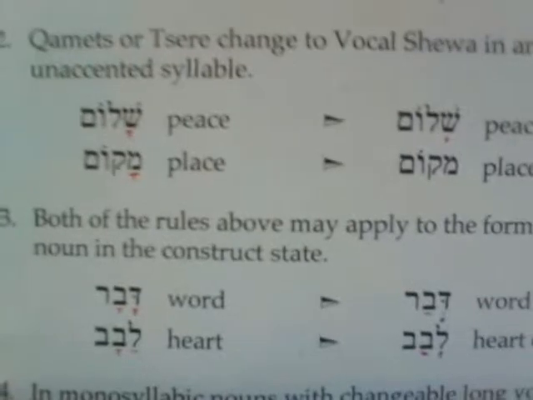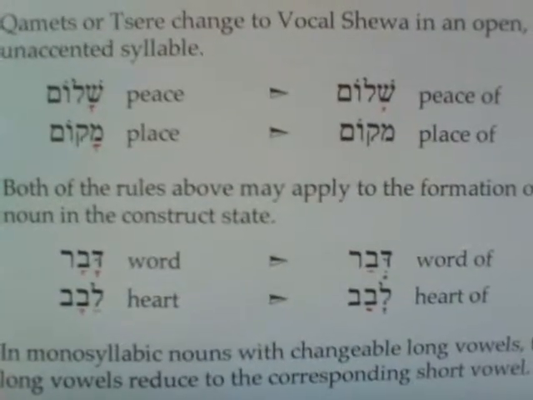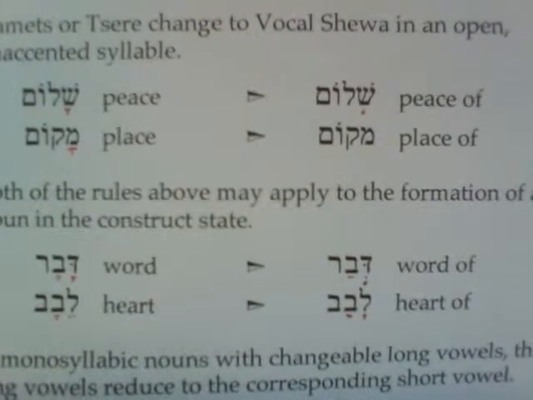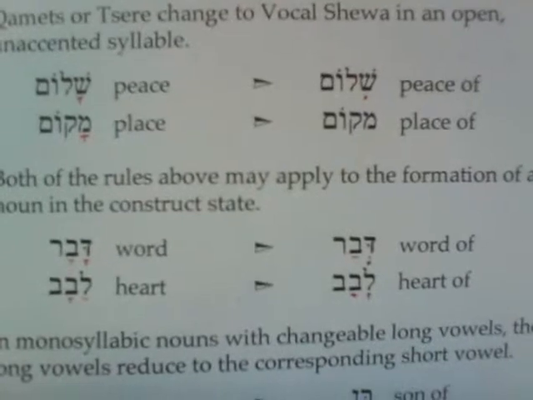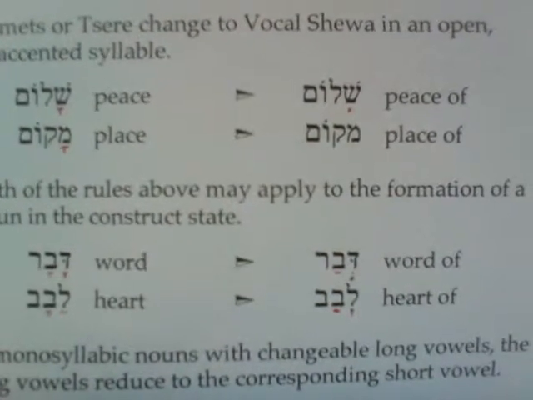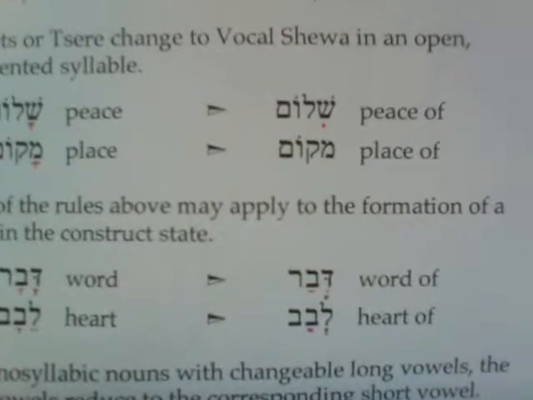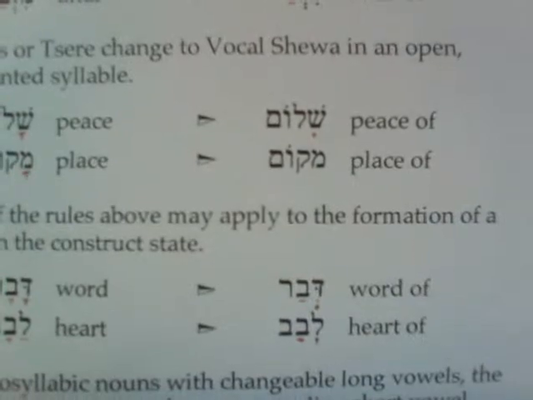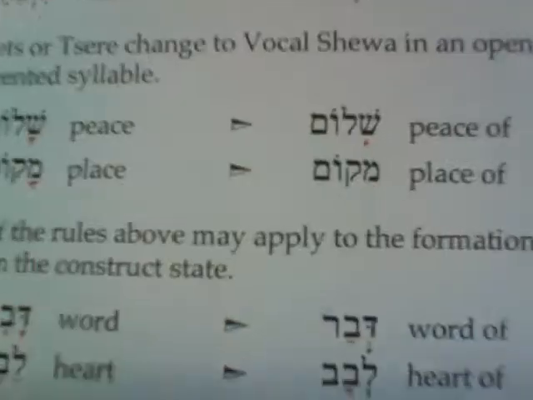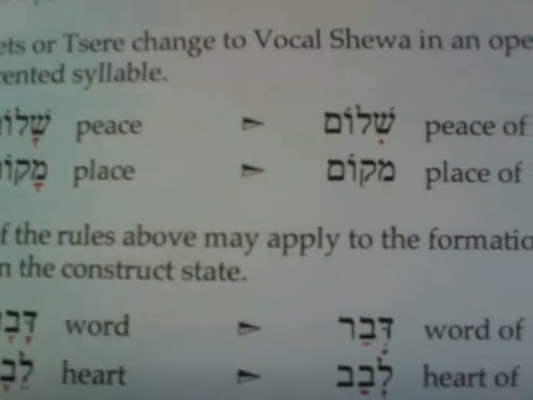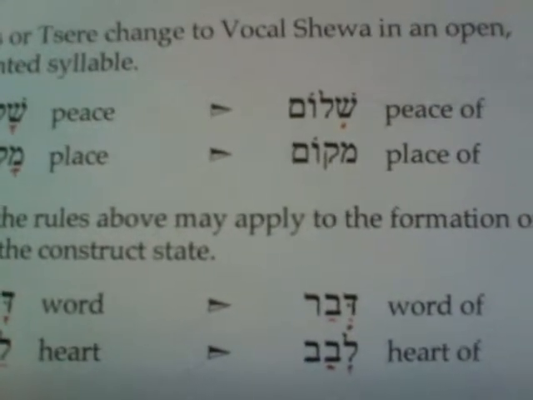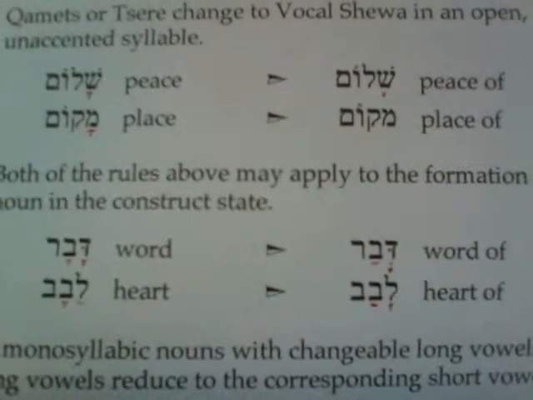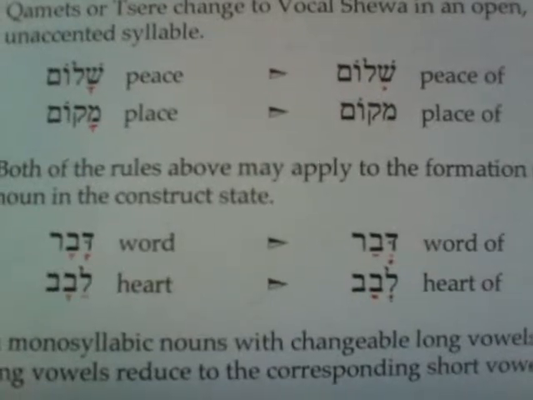In the third example that I have here, you have a syllable that is closed and accented. So you have the long vowel in the word dabar, and then that changes because the accent shifts, and then it closes on the accent, and it changes from a qamets to a schwa and patach. And the same with lev or levav, which is heart.